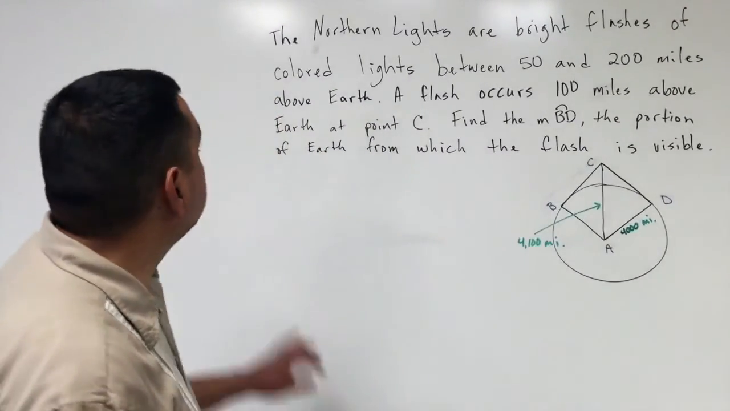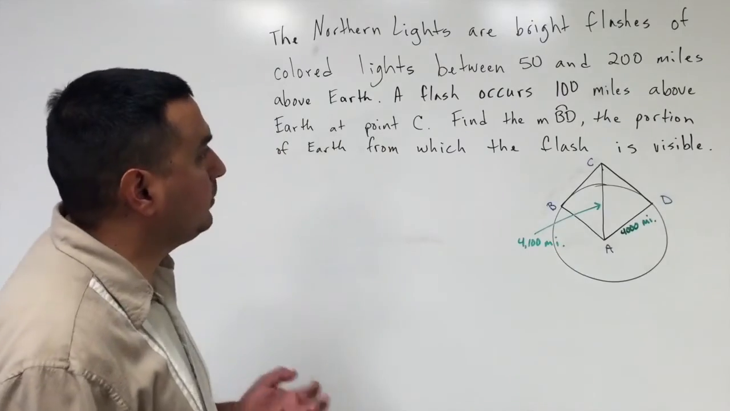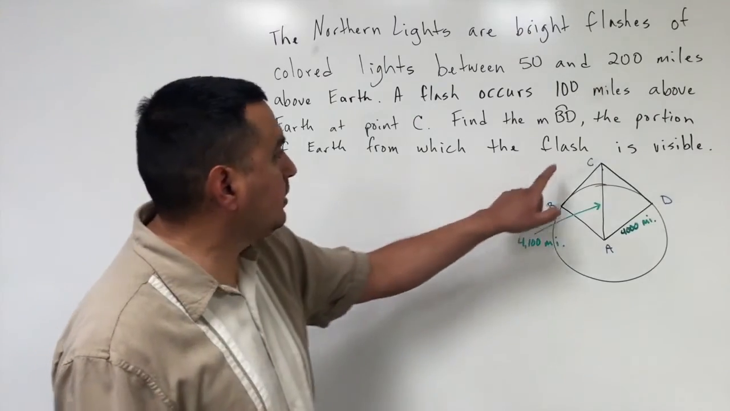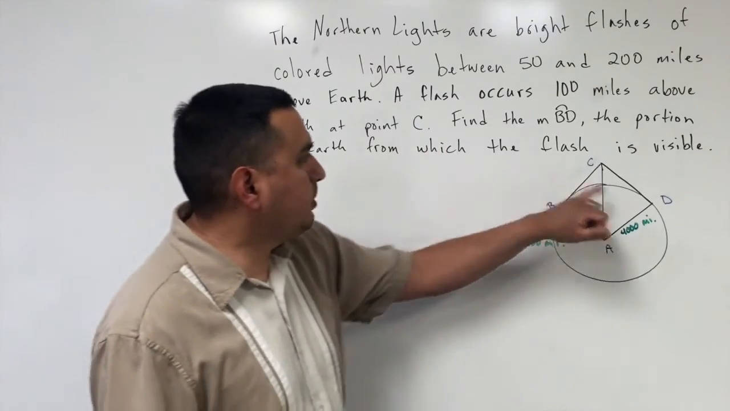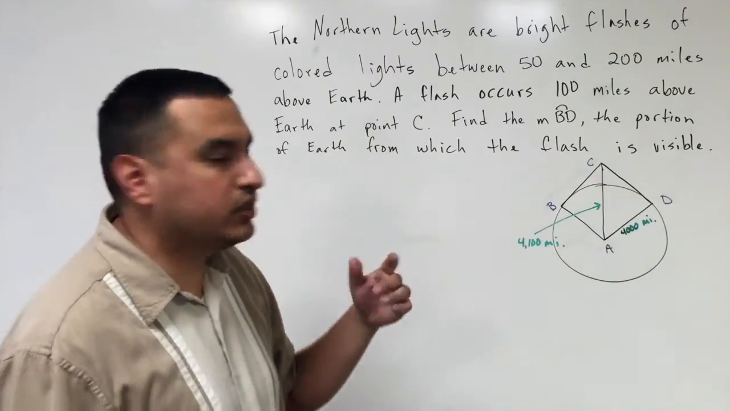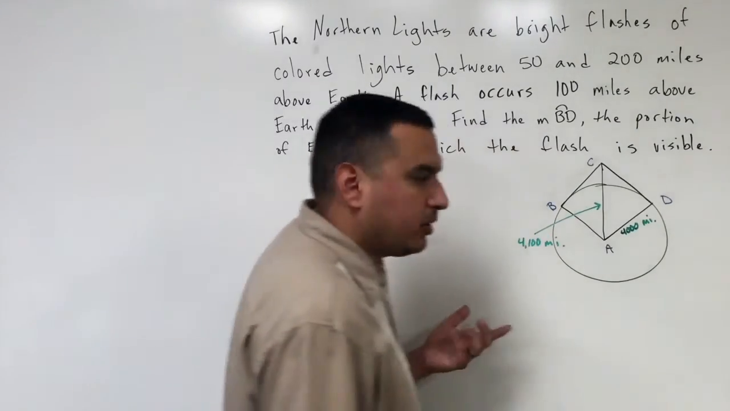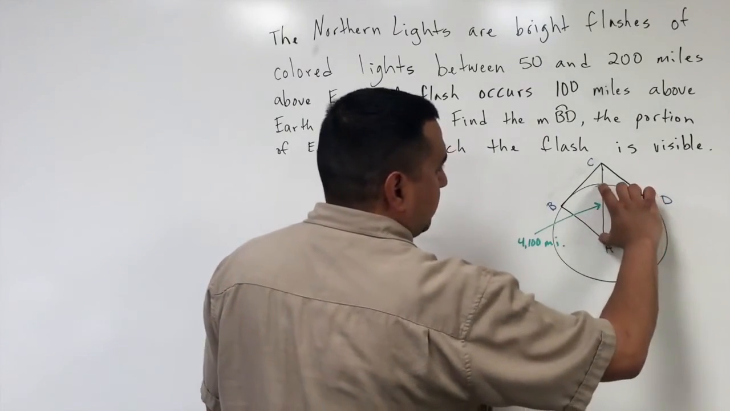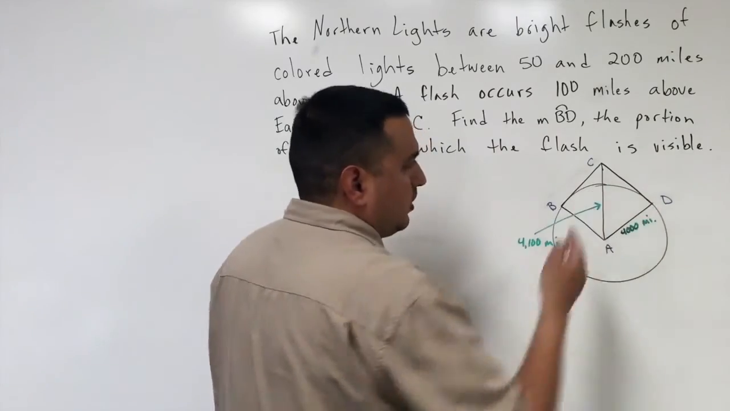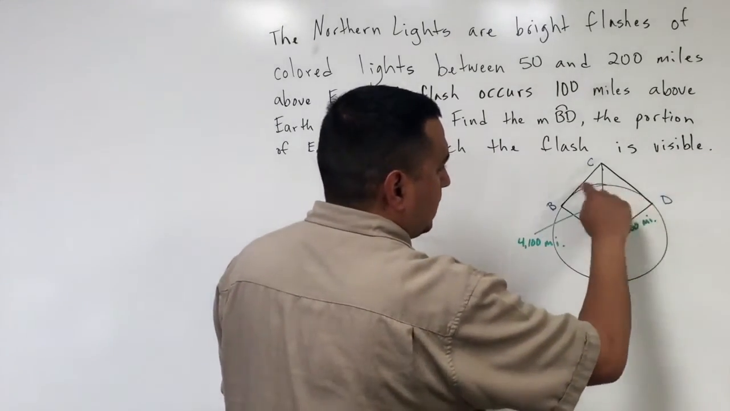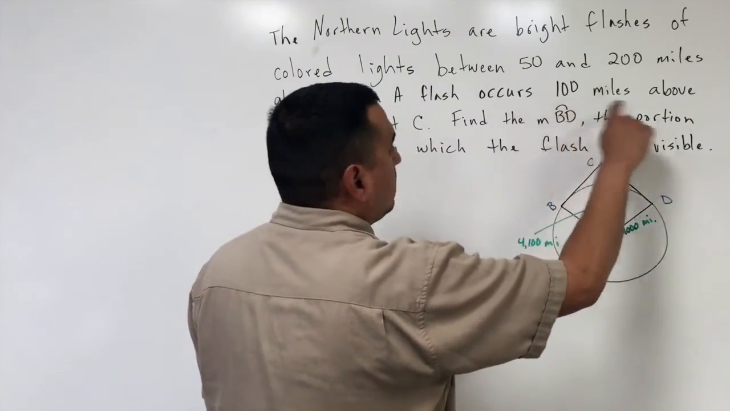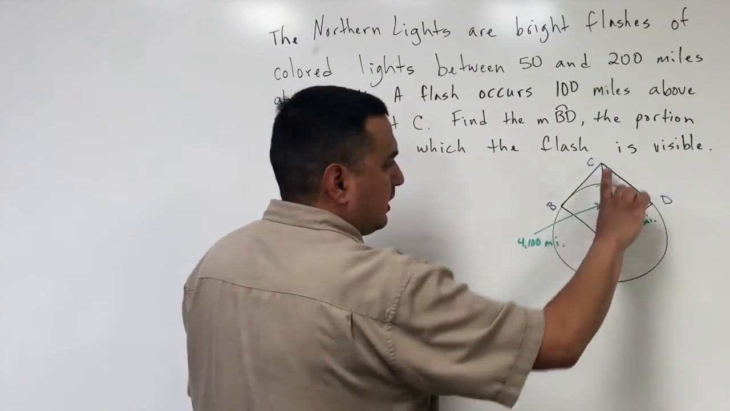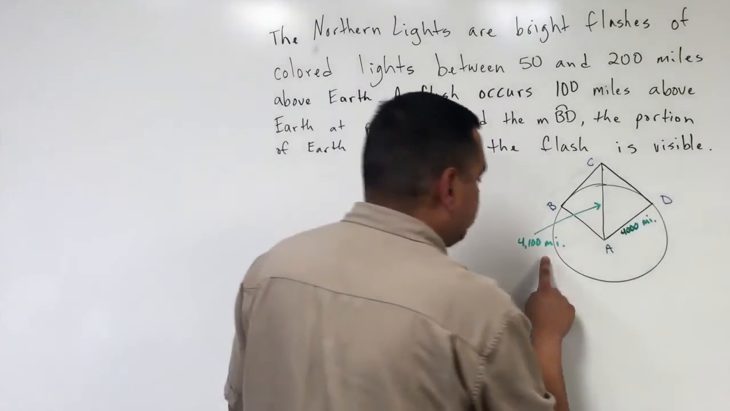Alright, so here we have a word problem. It says the northern lights are bright flashes of colored lights between 50 and 200 miles above Earth. A flash occurs 100 miles above Earth at point C, and we want to find the measure of arc BD, the portion of Earth from which the flash is visible. I went ahead and marked these out for you. The radius is 4,000 miles. Now from A to this point right here where it crosses the Earth's atmosphere would be 4,000. But since it's 100 miles above the Earth at point C, I need to add that extra 100 miles here. So this length of AC is 4,100 miles.